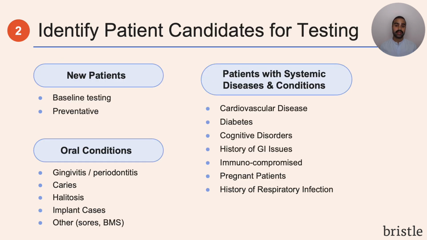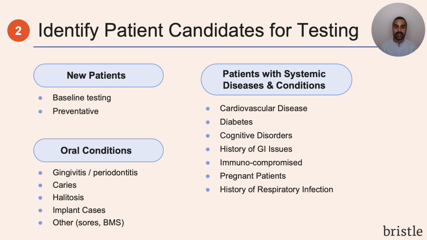The next step is identifying what patients your office is going to be testing. And typically, there are 3 buckets that our partner practices test within. So the first is new patients, which is useful to get a baseline to pair with your clinical assessment and uncover any hidden risk that might allow you to get ahead of disease progression and focus on prevention.